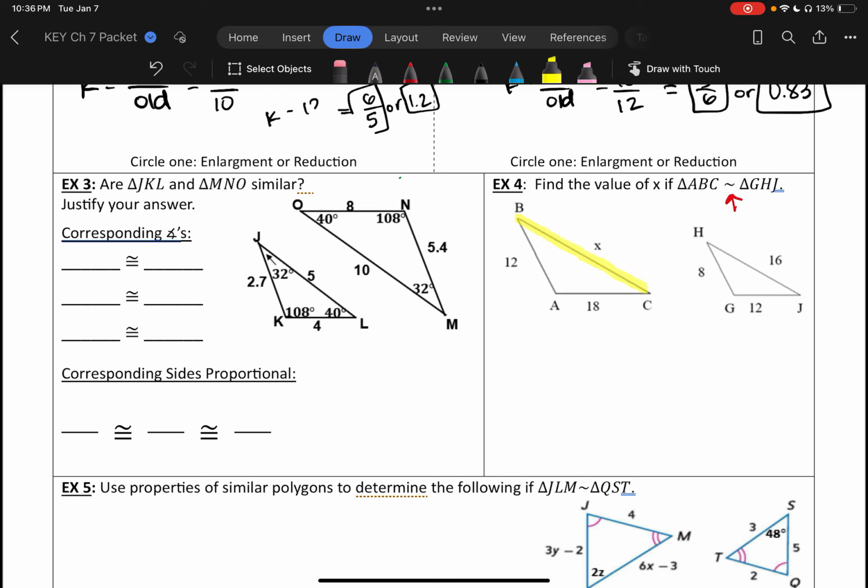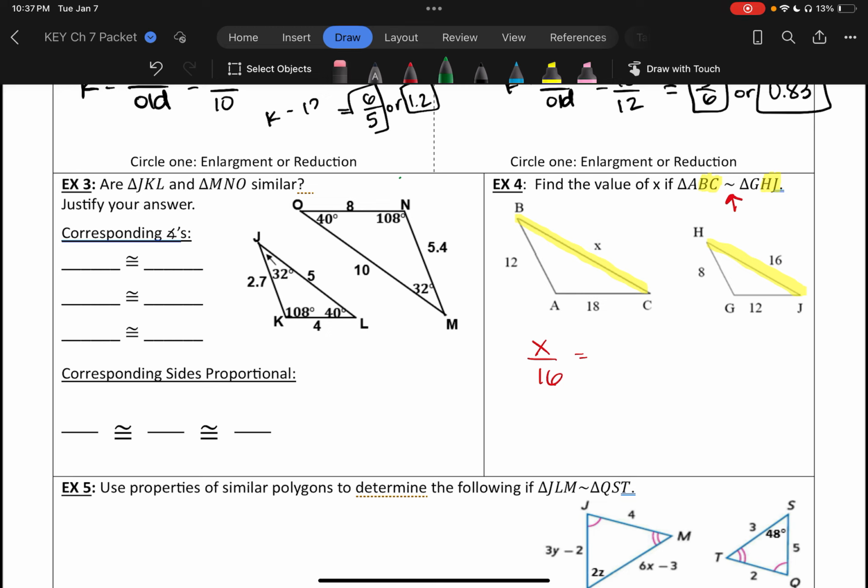That side is represented by BC. What does BC correspond to in the second triangle? Well, it's the second and third letters, so it's going to correspond to the second and third letters HJ. So these two go together. That means that I can write yellow over yellow as a ratio, in this case, x over 16. And it tells us already that these triangles are similar, so I know that these ratios have to be equal for these corresponding sides.